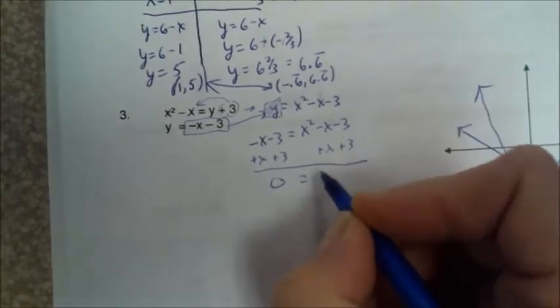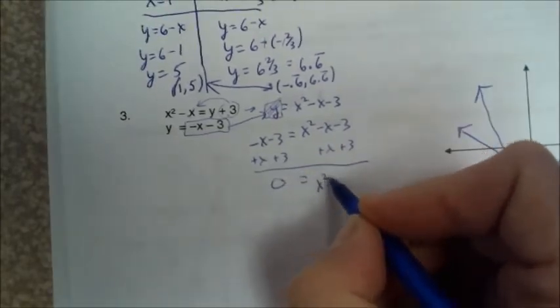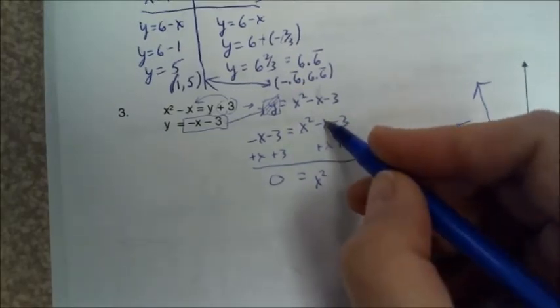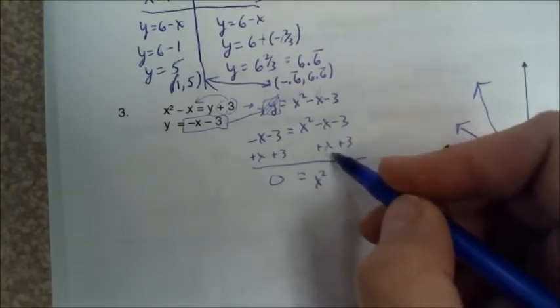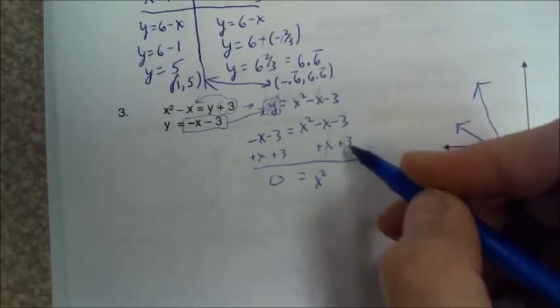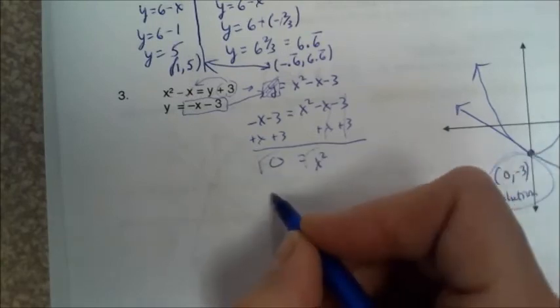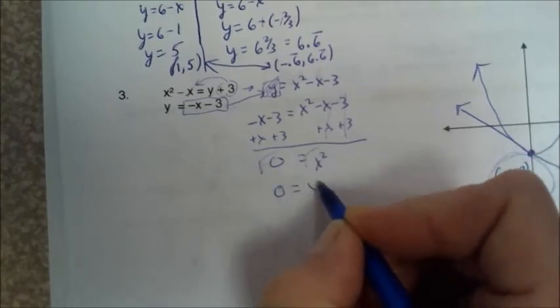You're going to get a 0 over here. And then you have x squared. 0 equals x squared because negative x plus x is nothing. Negative 3 plus 3 is nothing, so 0 equals x squared. Well, if you take the square root of 0, you're still going to get 0, so 0 equals x.